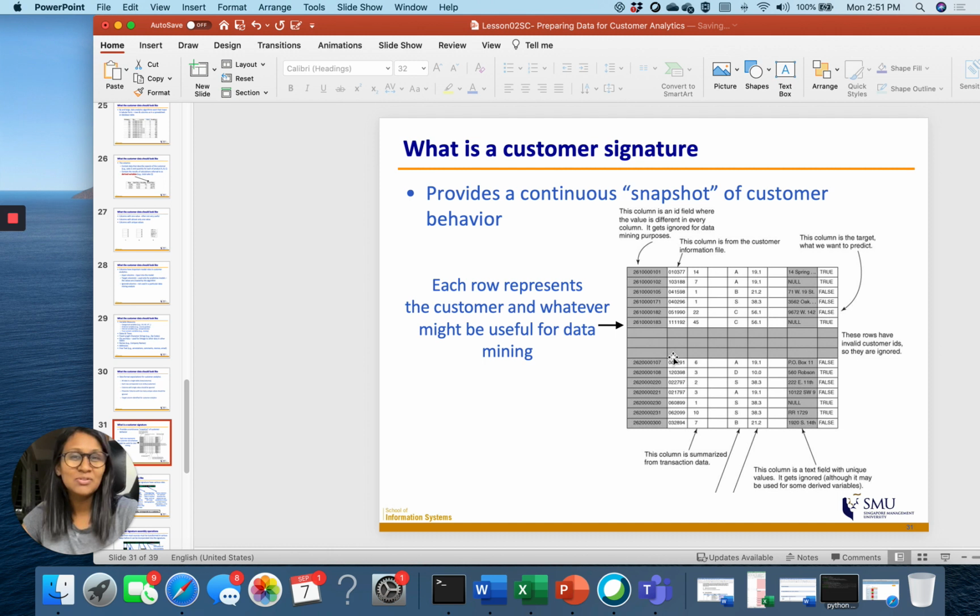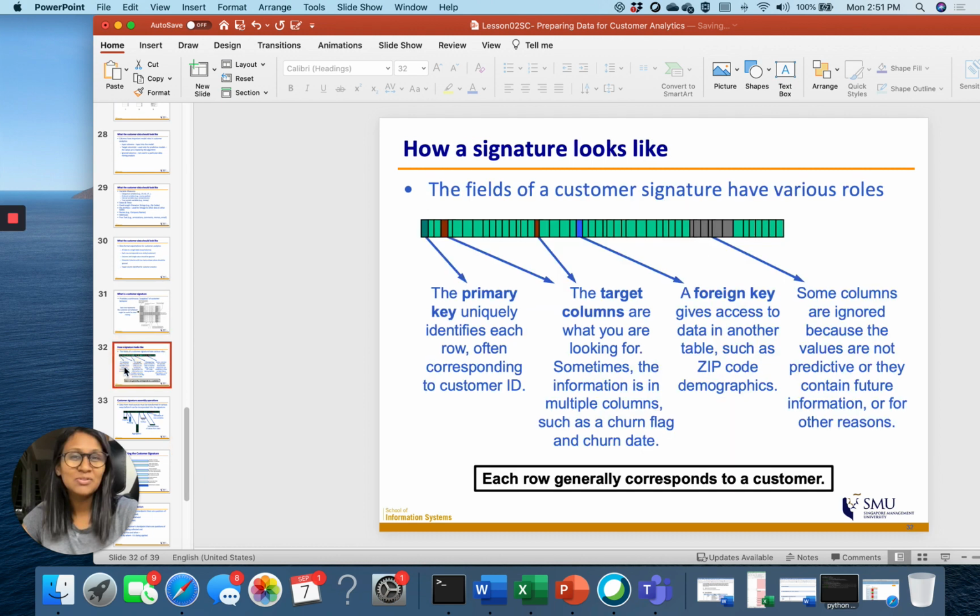When you work on your project, you might have transactional data, product related data, or customer profile data. What you have to do is bring it all together at the customer level to represent one customer as a single row. And to do this, you have to have a good definition of a customer ID. That becomes very important.